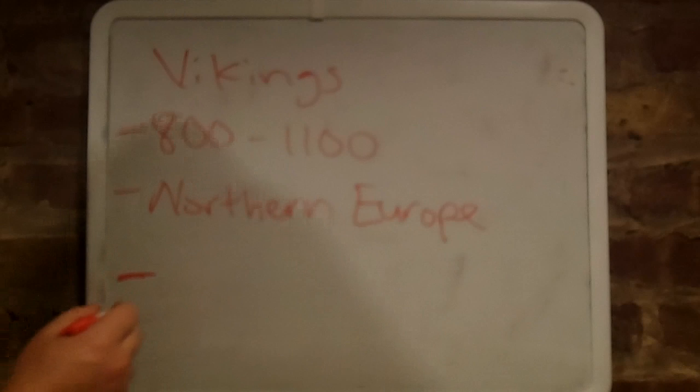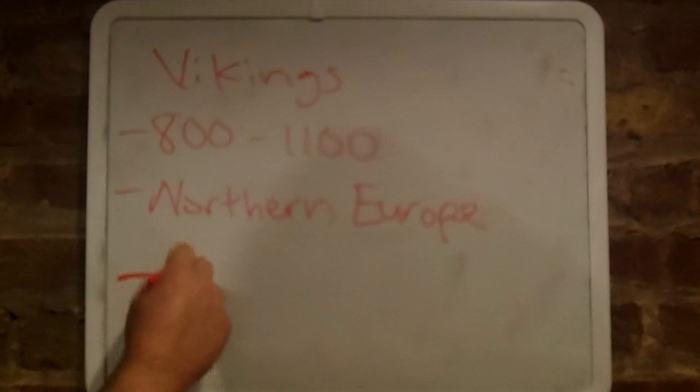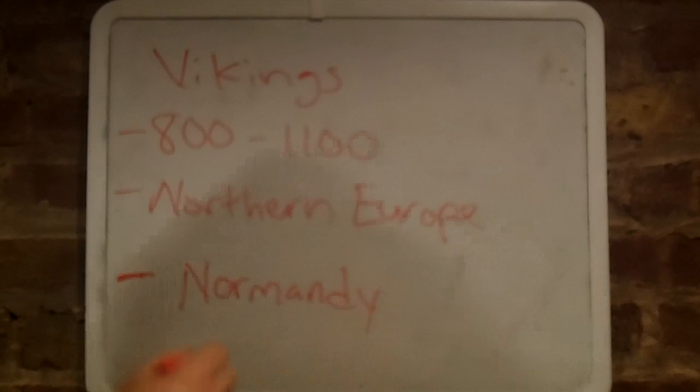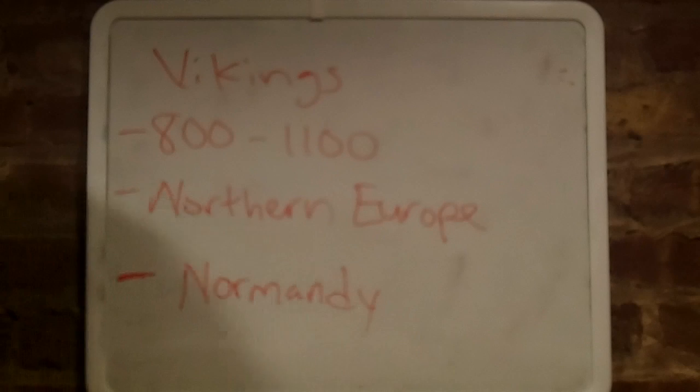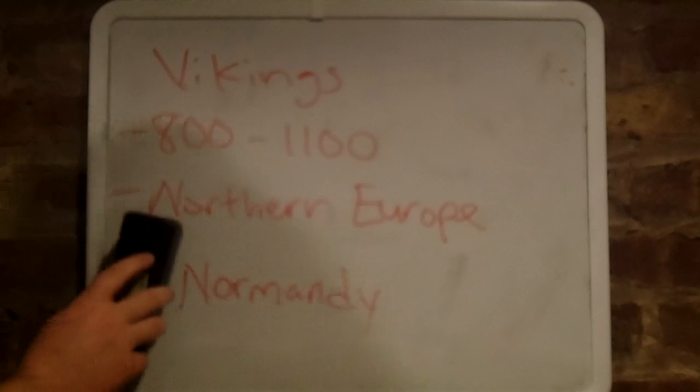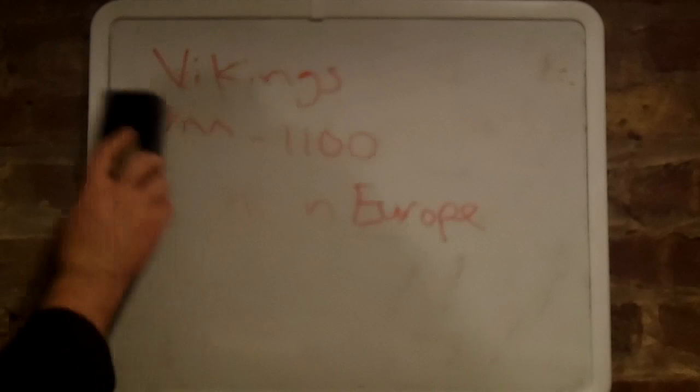A group of Vikings conquered part of France, and that region became known as Normandy. They were called Normans because they were Northmen. So that's sort of where the name came from. The Vikings controlled England for a while, but they were kicked out by various English kings, Anglo-Saxon kings.